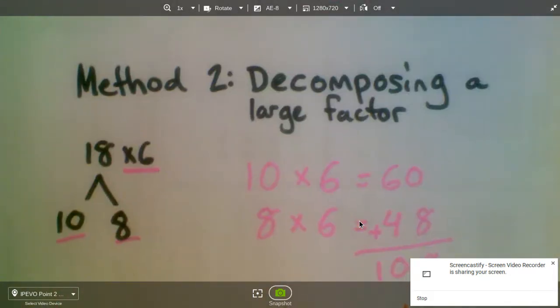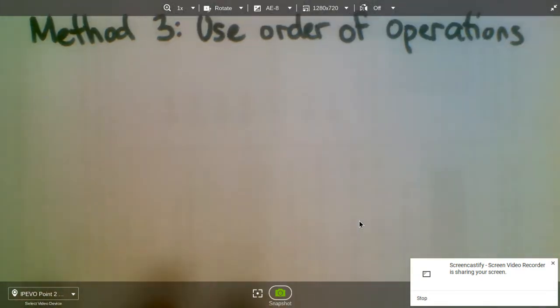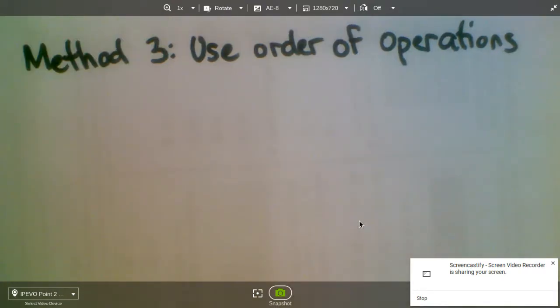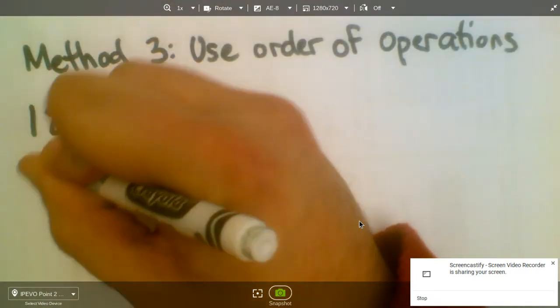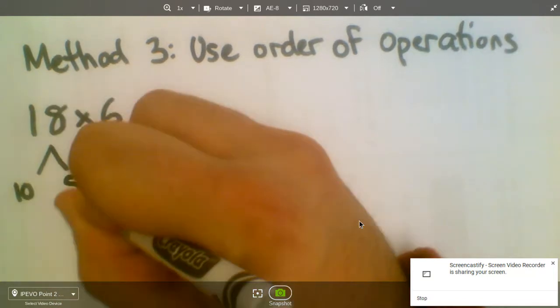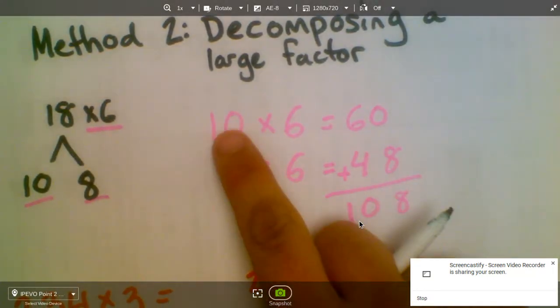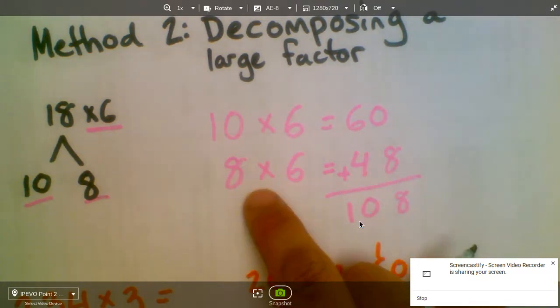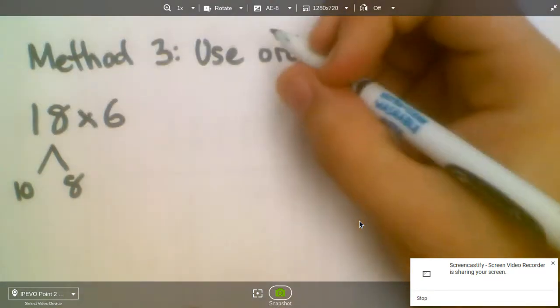So that's method 2. That's decomposing a large factor. Method 3, again, you're going to see this and you're going to say that it looks very, very similar, is using the order of operations. So let's again go back to one of the first ones that we started off with, 18 times 6 again. And I'm again going to decompose this just as I did before, 10 and 8. But this time, whereas before, I wrote down 2 different rows here, the 10 times 6 and then the 8 times 6. Here I'm going to write that as a single equation using my order of operations.